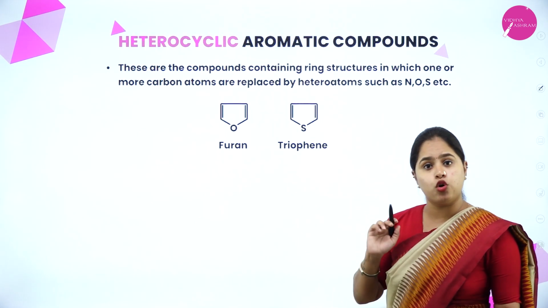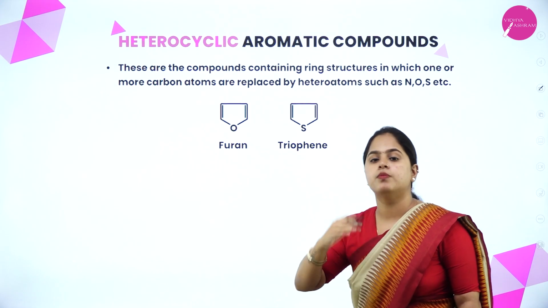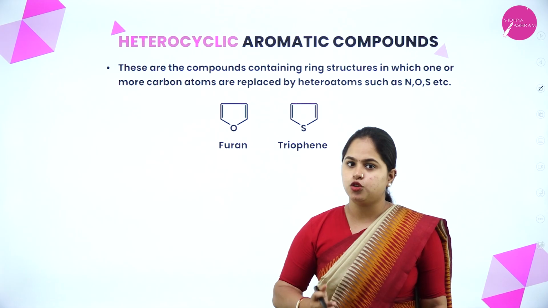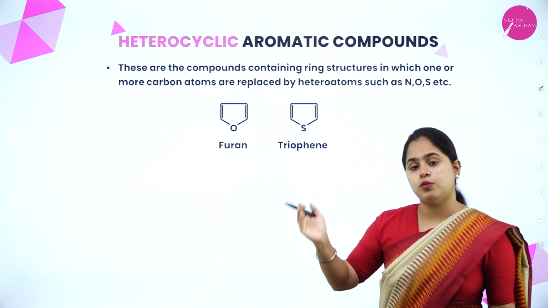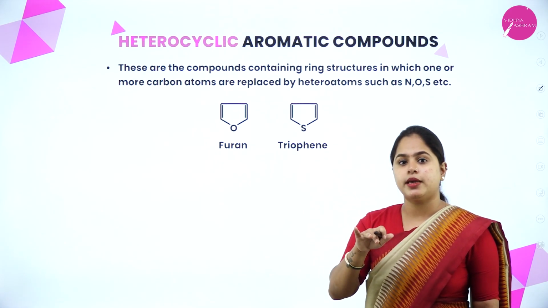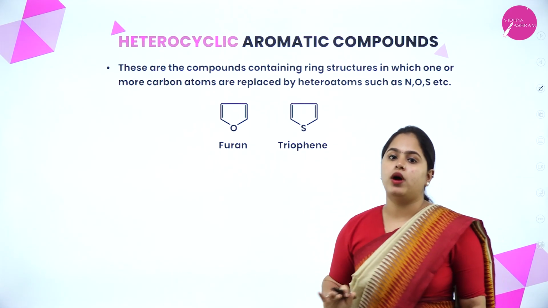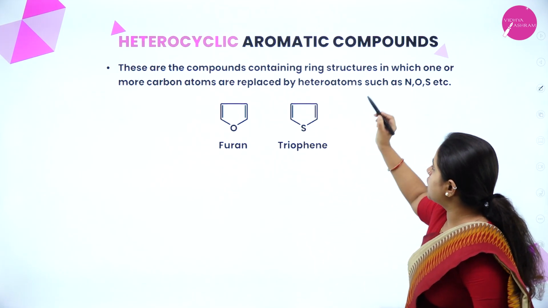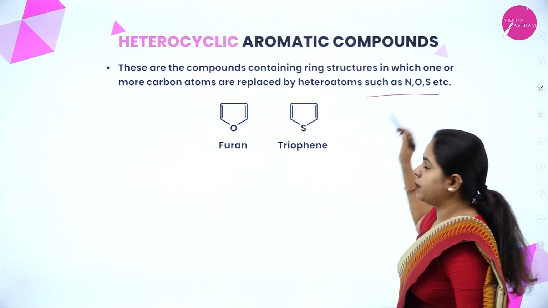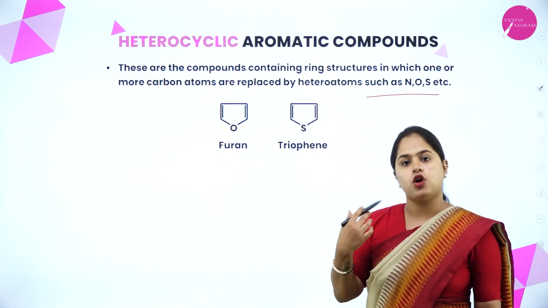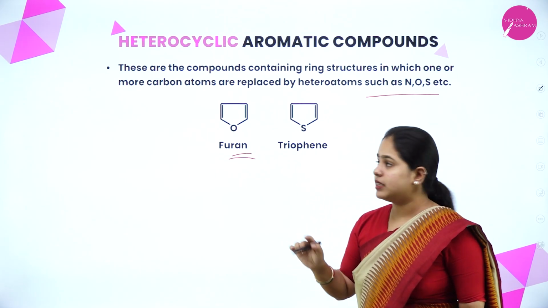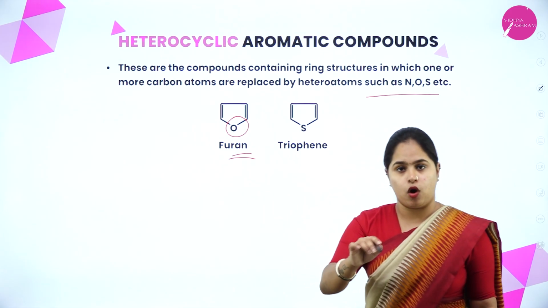Now there is one more group. Which was it? Heterocyclic compounds, right? Homocyclic was classified into alicyclic and aromatic. Aromatic further into benzenoid and non-benzenoid. Now there was one more group, that is heterocyclic. What is heterocyclic? Heterocyclic means in the ring itself more than one kind of atom will be there, right? These are compounds containing ring structures in which one or more carbon atoms are replaced by heteroatoms, nitrogen, oxygen or sulfur, or any other atom. So as you can see here, furan, in this case one carbon atom is replaced by oxygen.